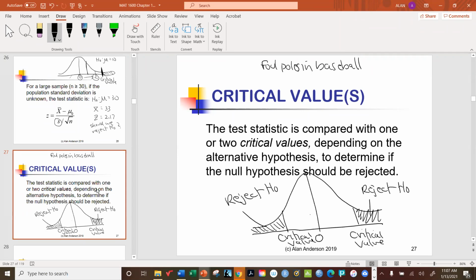So if the test statistic is too extreme, which means too large or too small, we reject the null hypothesis. And this is how we can tell by looking at this critical value.